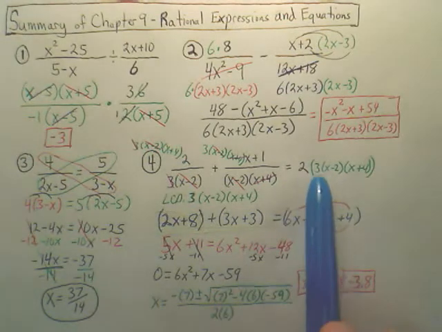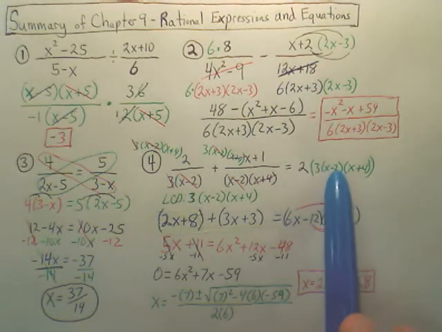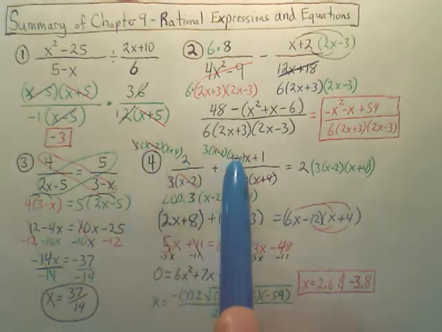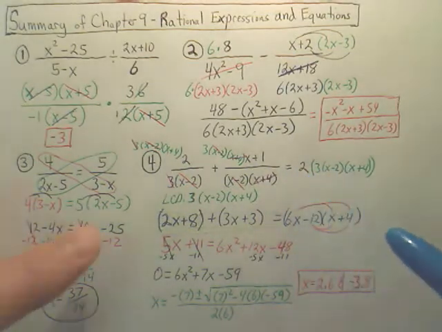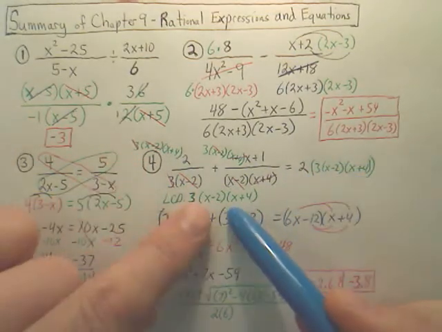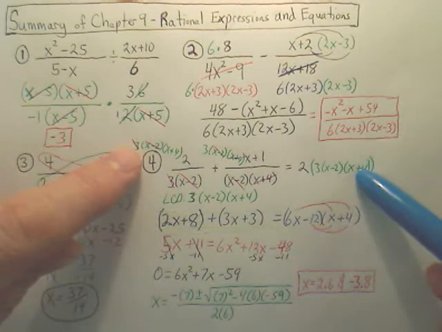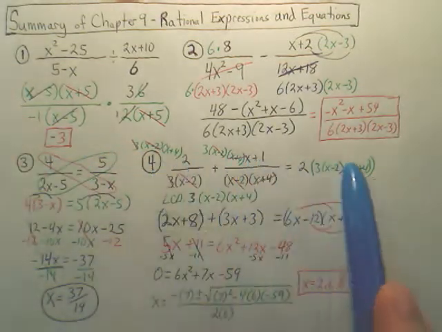Now, one more thing. A lot of people forget to multiply the last piece. The reason I can multiply all of it by it is basically I'm multiplying both sides by the LCD. And multiplying both sides by the LCD basically means multiplying each piece.